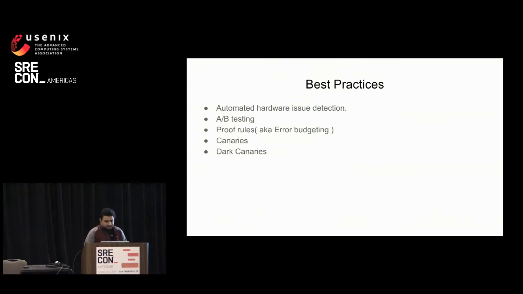Then we have proof. Proof is similar to Google's error budgeting. In that case, we have a set of predefined rules. As long as developer teams maintain those rules and don't violate them, they can deploy anytime they want. We don't bother them.